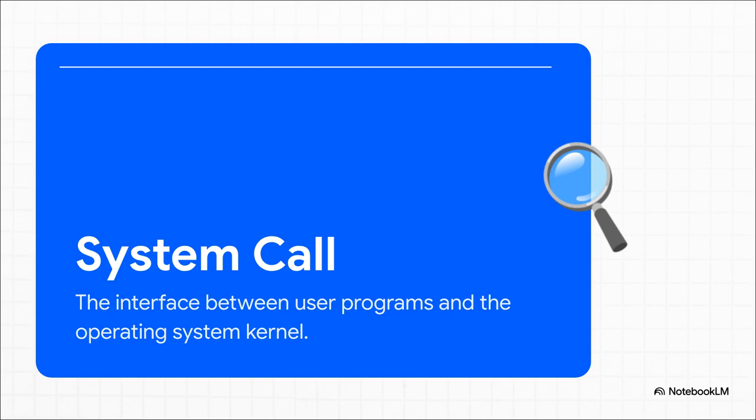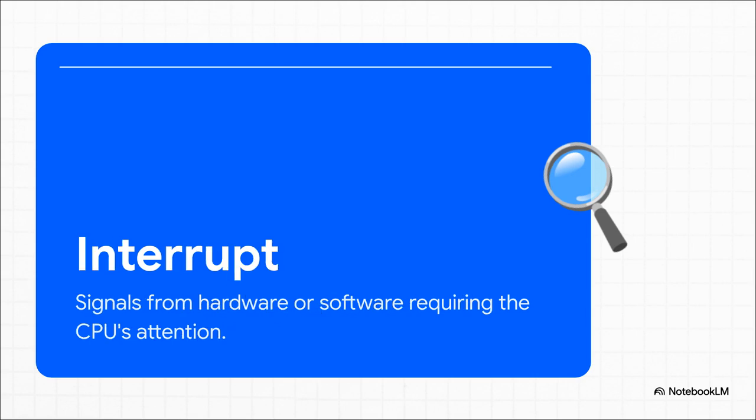The program doesn't actually do the saving itself. It makes a system call, and the OS kernel takes over and does the heavy lifting. I mean, even a simple command in a programming language, like printing text to the screen, is secretly making a system call to the OS to get the job done. But here's the thing. Communication isn't just a one-way street.